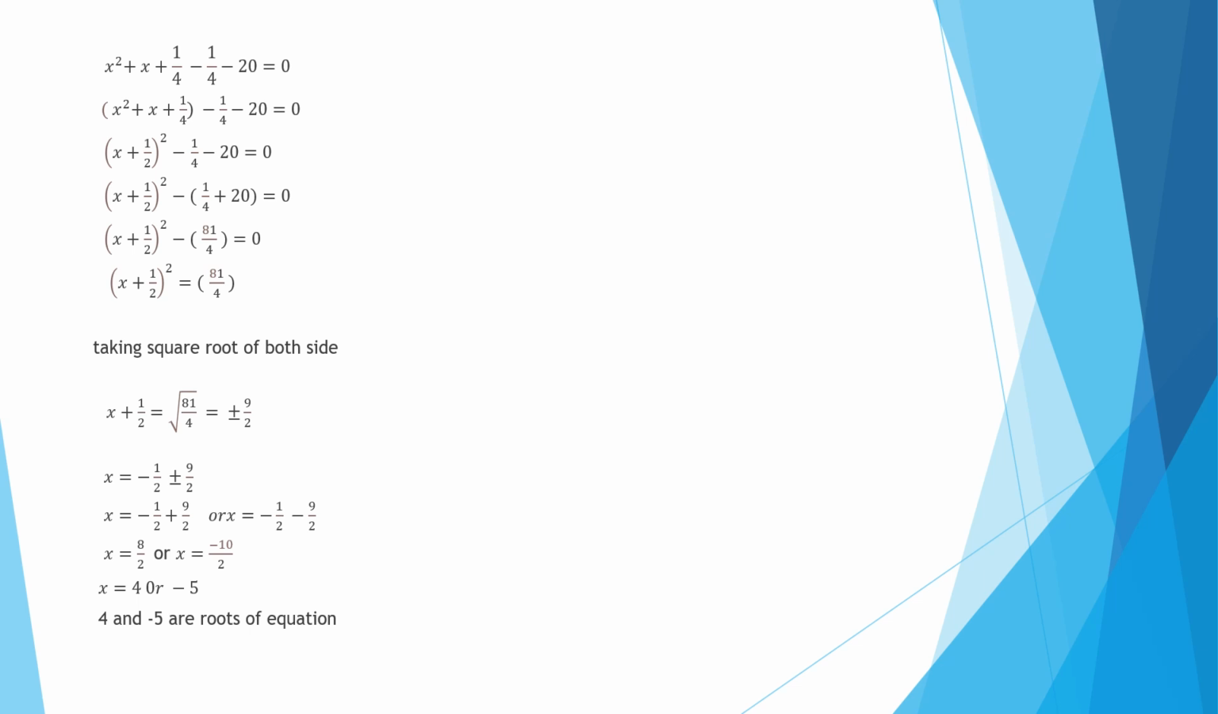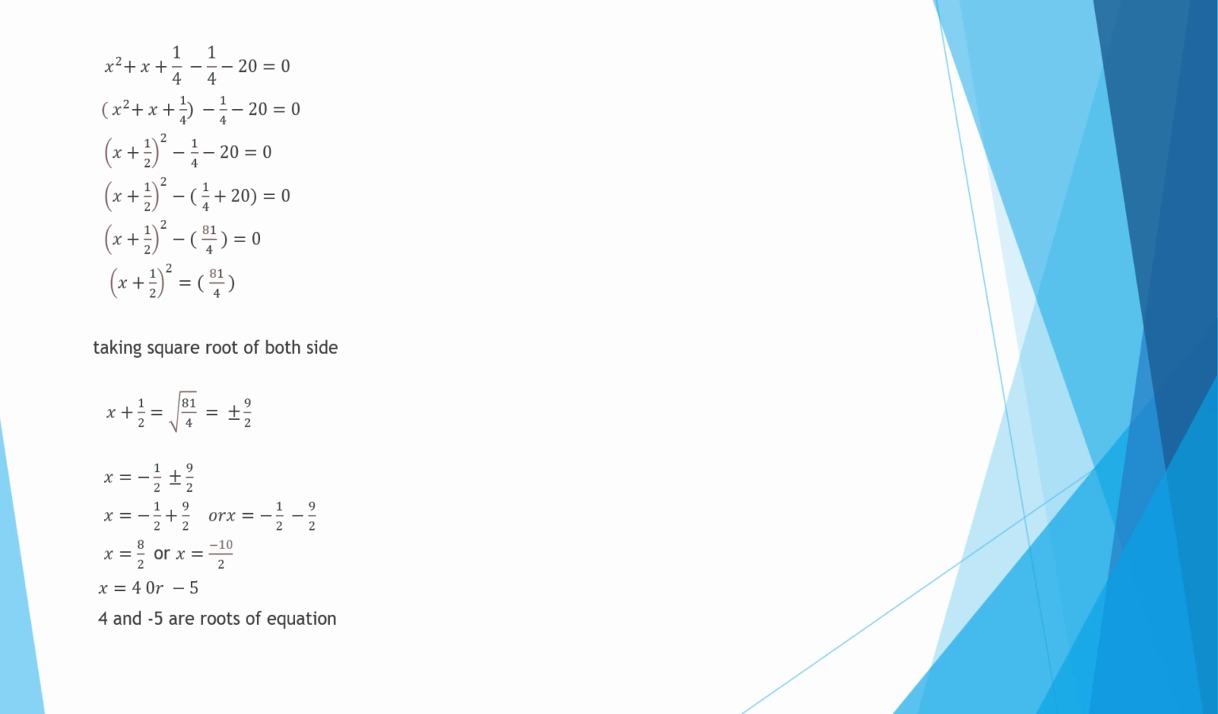So here we take the square root. It becomes x plus 1 by 2 is equal to square root of 81 by 4, which is equal to plus minus 9 by 2. The root of 81 is 9 and the root of 4 is 2. So we write plus minus. Why? Because there are two signs for the square root.